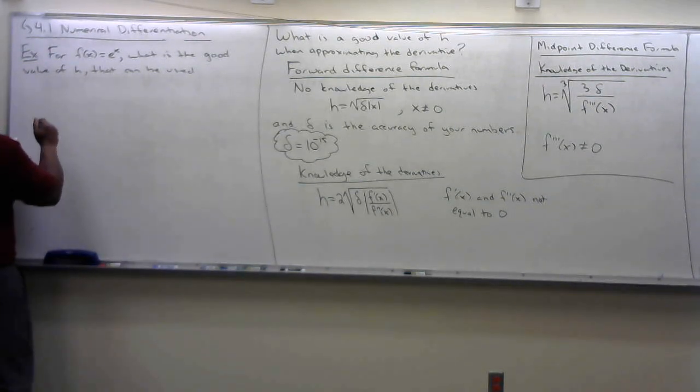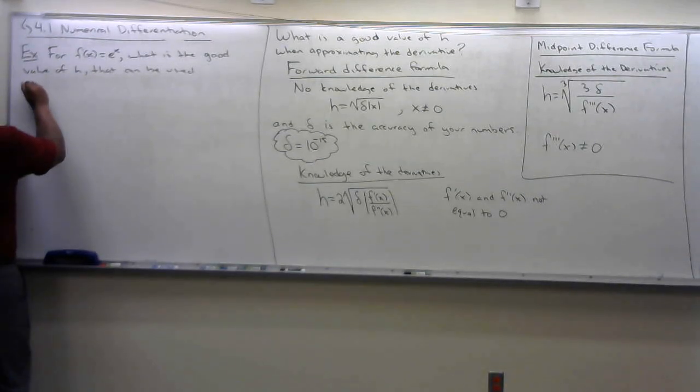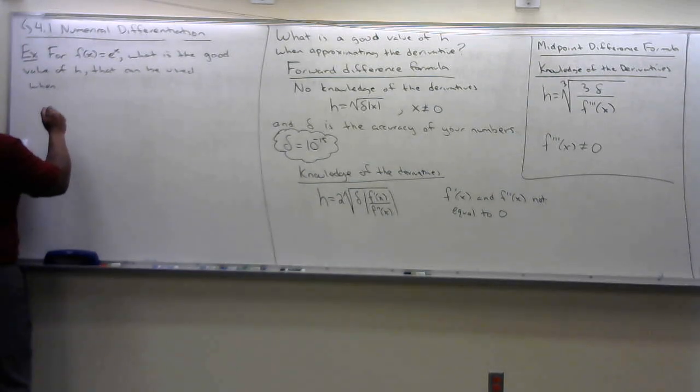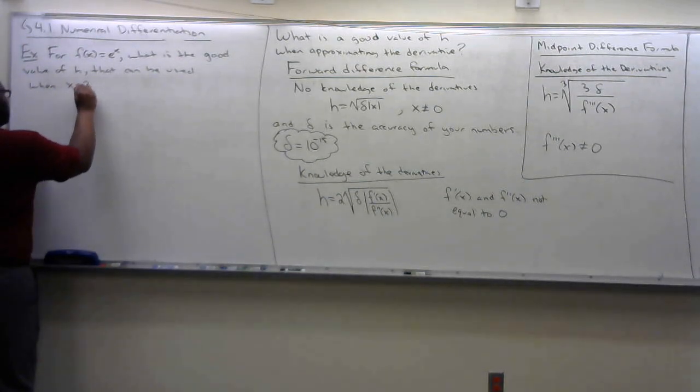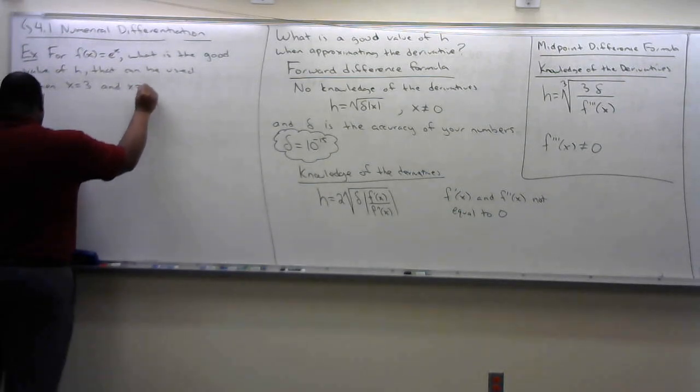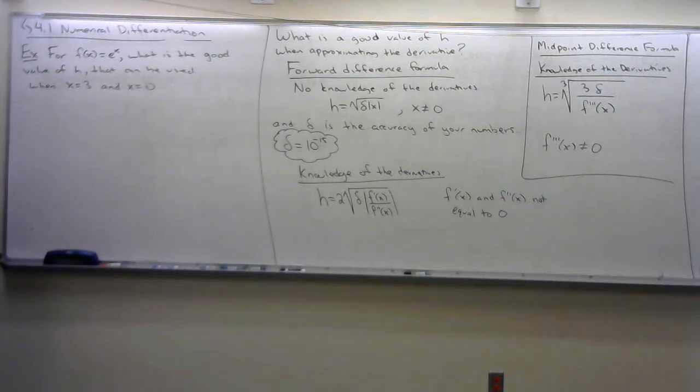When I have here x equals 3, and when x is equal to 0. We'll just do, say, the midpoint formula, we'll use x equals 0 to see what would be a good value for that one. Okay. So let's do the first one.